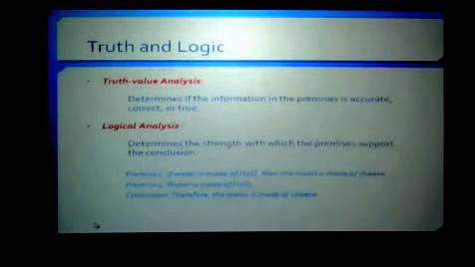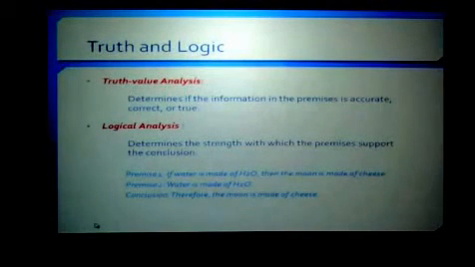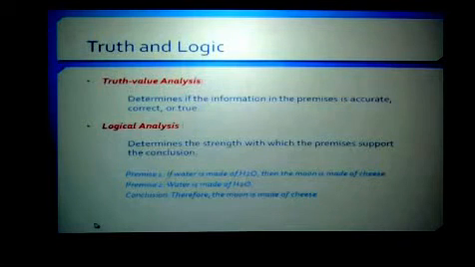With these in mind, there are two things that we need to consider when we evaluate any argument. Any argument must be evaluated in terms of truth-value analysis and logical analysis. Truth-value analysis determines if the information in the premises is accurate, correct, or true.